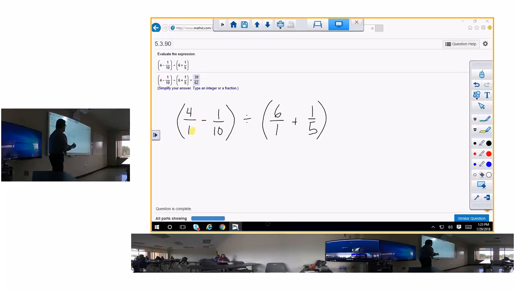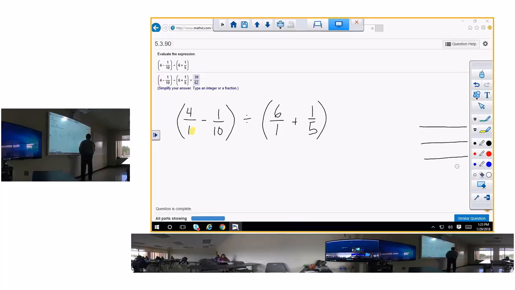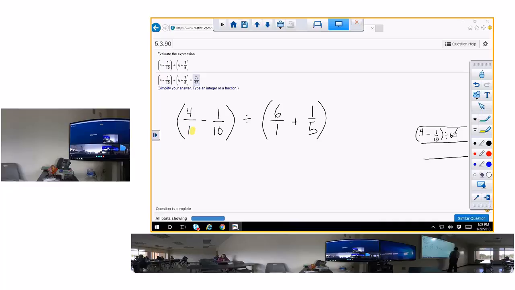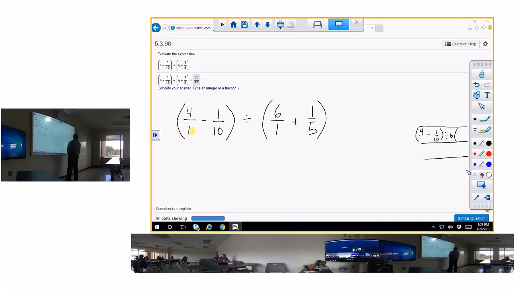All right? Y'all know in your notebook paper you've got these blue lines? This is what y'all try to do: the whole problem, 4 minus 1/10 divided by 6 plus 1/5, on one line, and then the next step in between those little lines. The guys are notorious for this. They think they can do it in two steps.